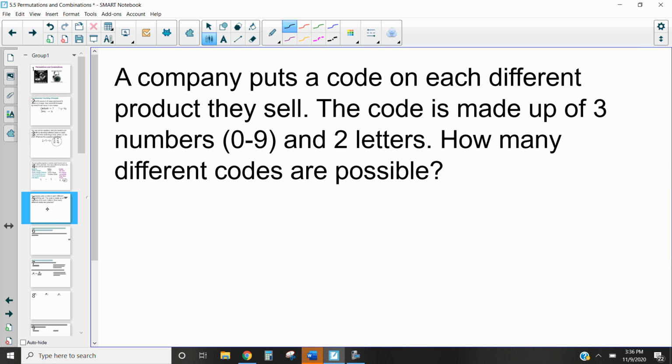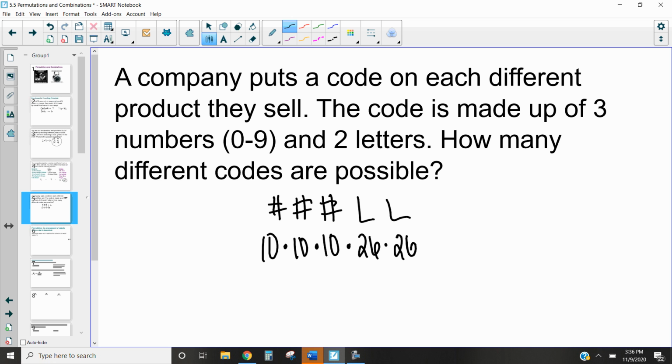Okay, so now let's take a look at this last example. A company puts a code on each different product they sell. The code is made up of 3 numbers, 0 through 9, and 2 letters. How many different codes are possible? Well, we have 3 numbers here, number, number, number, and 2 letters. So how many number options do we have? Well, I have 10 the first time: 0, 1, 2, 3, 4, 5, 6, 7, 8, 9. You can't see me, but I just counted those on my fingers. We have 10 for the next one and 10 for the next one. And then our letter options, well, we have 26 letters for the first one and 26 for the second one.